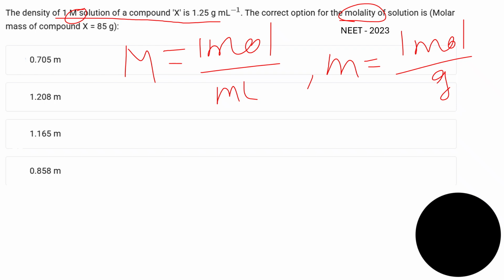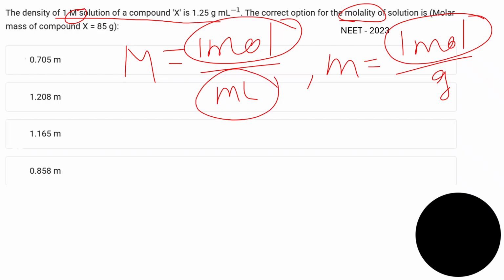In this question, they told the density of 1 molar solution of a compound X is 1.25 gram per ml. The correct option for the molality of the same solution. Okay. So 1 molar solution, we need to convert into 1 molal solution. Molar into molal. How to convert this? The mole is same. Here it is 1 mole, here it is 1 mole. There is no change in the mole. The only change is ml to gram, or else liter to kilogram.